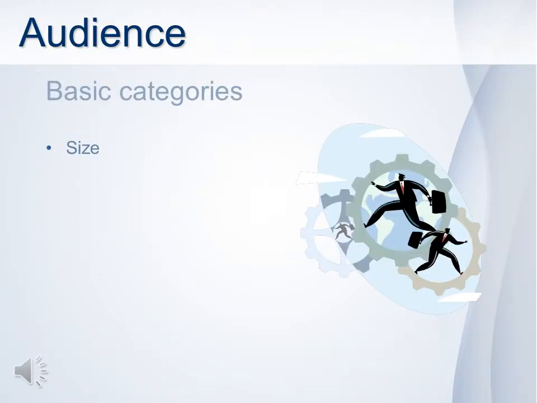When researching your audience, you want to examine 5 basic categories. The first is the size. How big is the audience? Is this a manageable size? The size of your audience may determine how you design the project to be used and distributed.